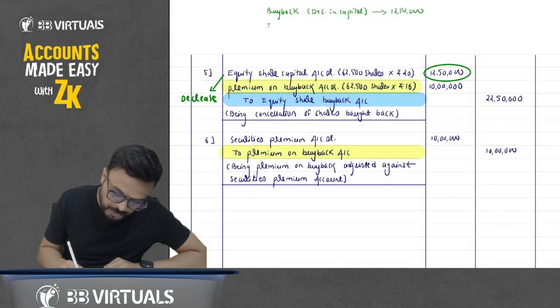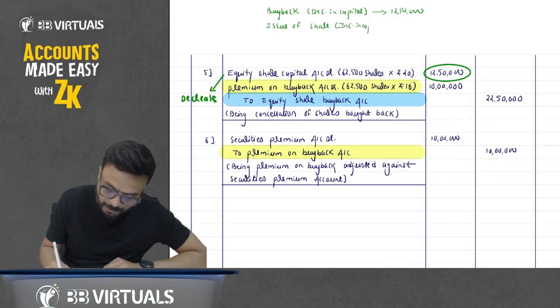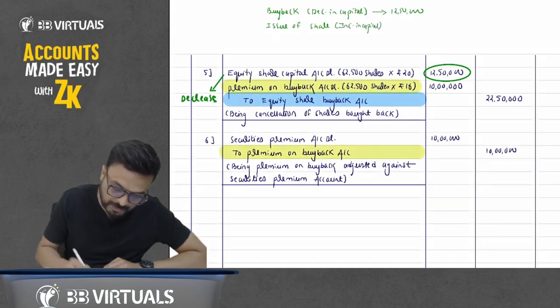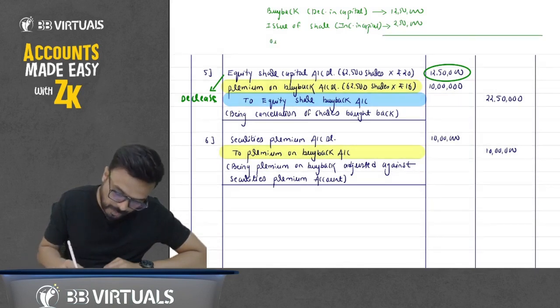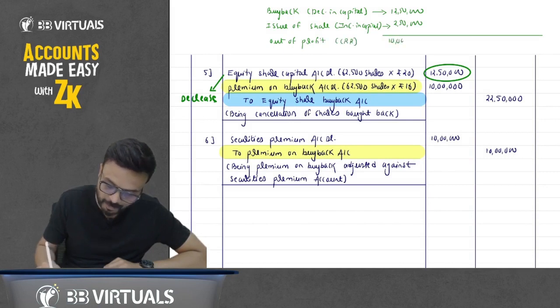And at the time of issue of shares, there is an increase in capital. So here we have increased the capital by rupees 2 lakh 50,000. It means how much is out of profit? Out of profit means how much is out of CRR? It is 10 lakh.